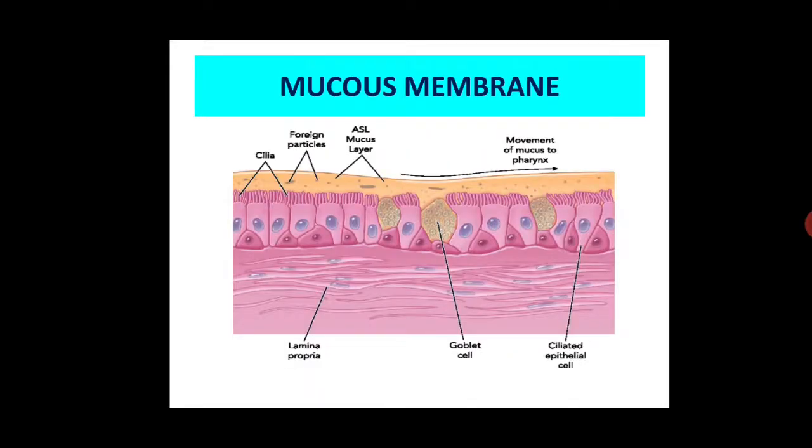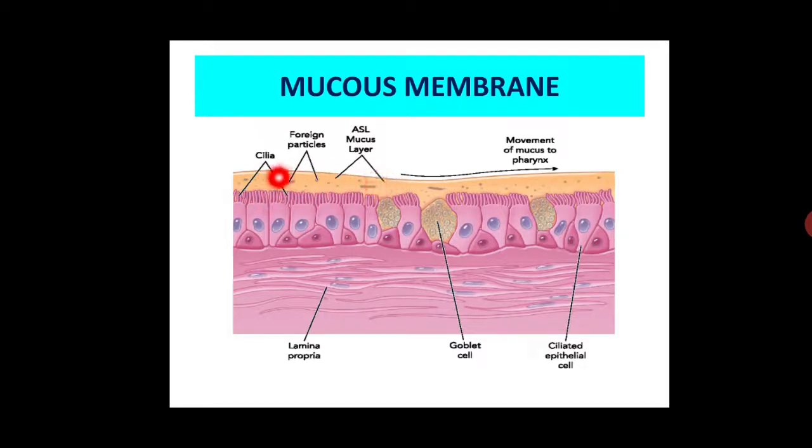This is mucous membrane. Mucous membrane lines the conjunctiva and the alimentary, respiratory, along with urinogenital tracts. This mucous membrane is made up of epithelium and a lower layer of connective tissue. These epithelial cells are ciliated cells. These are foreign particles.